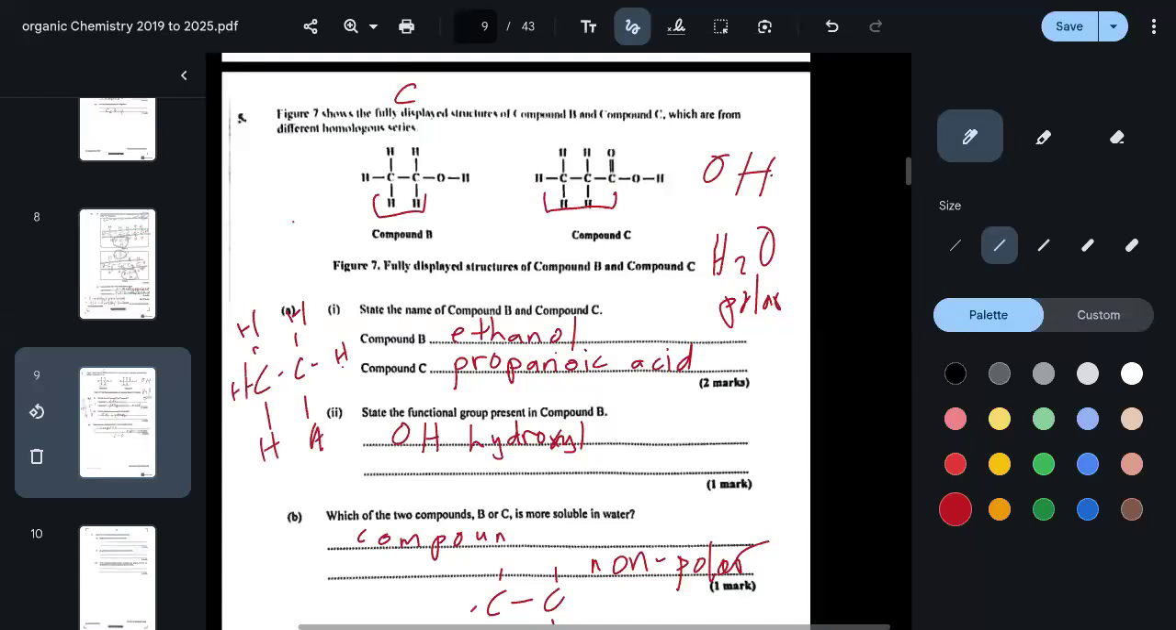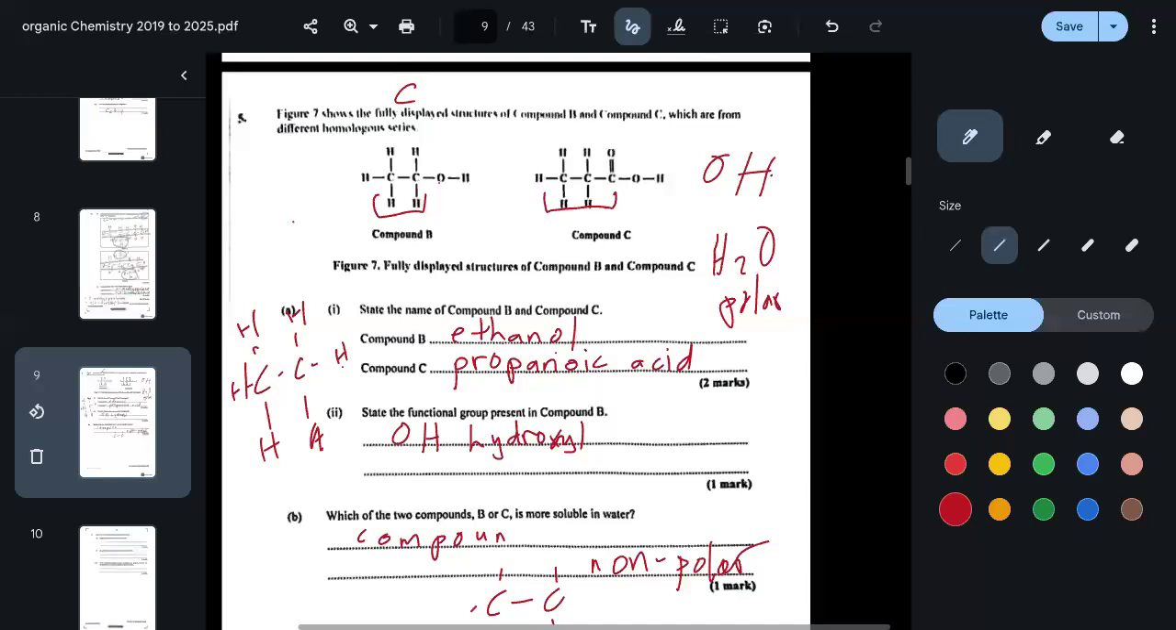So before I get back to the alcohol and the acid, if you compare alcohol to alkane or alkene, alkane and alkene are non-polar, so they will not be soluble in water at all. So water is polar, alkanes and alkenes are non-polar, so they don't mix with water. Good. So that's out of the way.